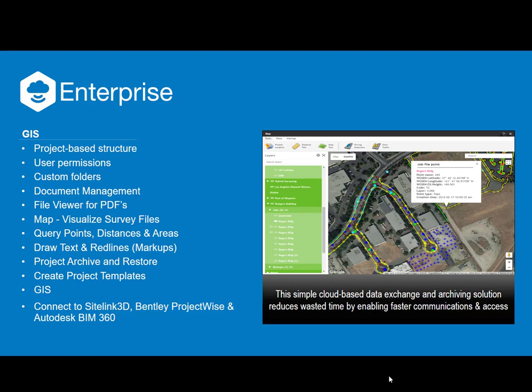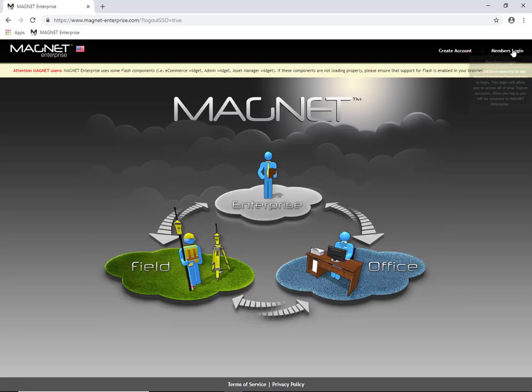We can do file conversions without having to have some of these programs, and we have a link to programs such as TopCon SiteLink 3D, Bentley ProjectWise, and Autodesk BIM 360.